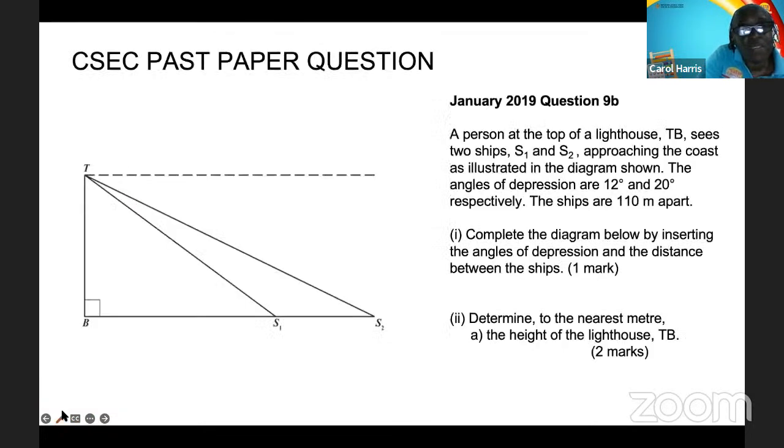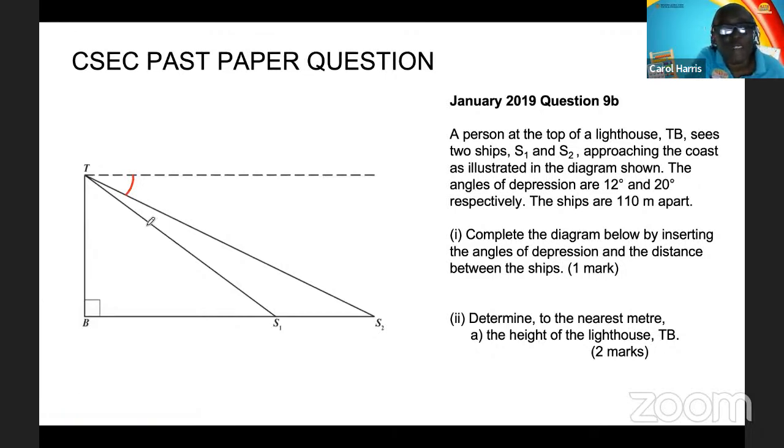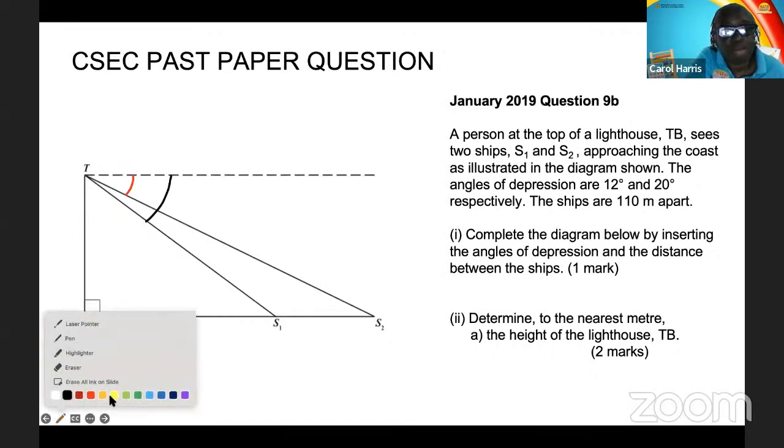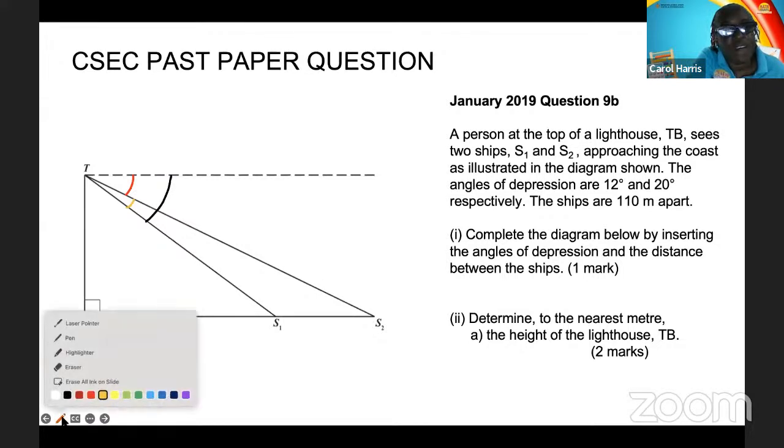All right. T to S1, let's see that one. Could that be the angle of depression? Which one would that be the angle of depression for? Anyone? Sir, not that one, not the R, and let me have a green one going from TS1 to TB. Another color, any other color. No, not there, from TS1 to TB.